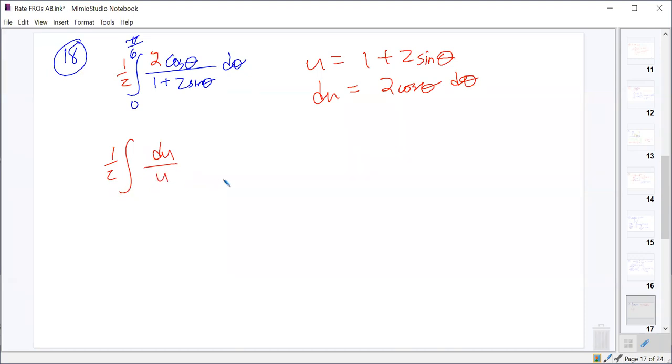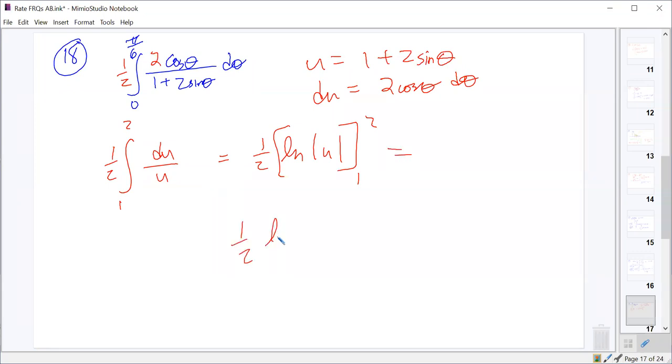And we can go back in and plug in 0 into this. 1 plus 2 times the sine of 0 is just 1. And then the sine of pi over 6 is a half. So 2 times a half is 1, plus the other one is 2. We've got 1/2 the integral of du over u from 1 to 2, or 1/2 natural log absolute value u from 1 to 2.